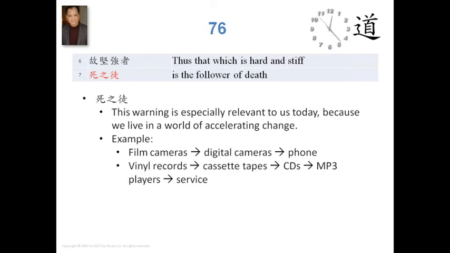So here's an obvious example. We always used to have vinyl records, albums. I had them when I was younger. Later on, I transitioned to cassette tapes, and for a while I had both vinyl records and cassette tapes. And for a while I had vinyl records, cassette tapes, and CDs.